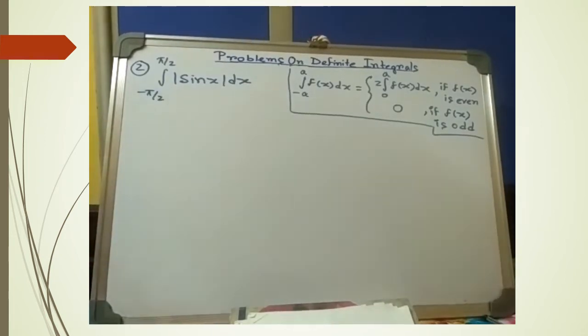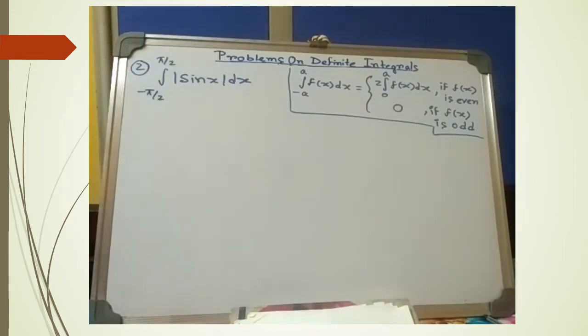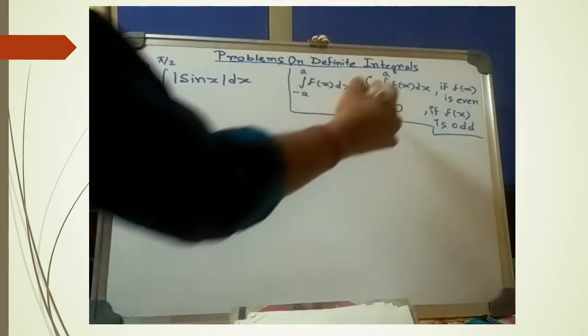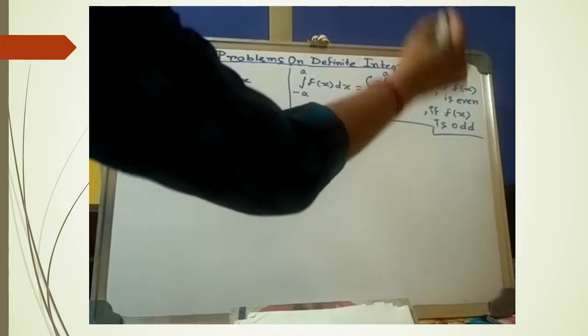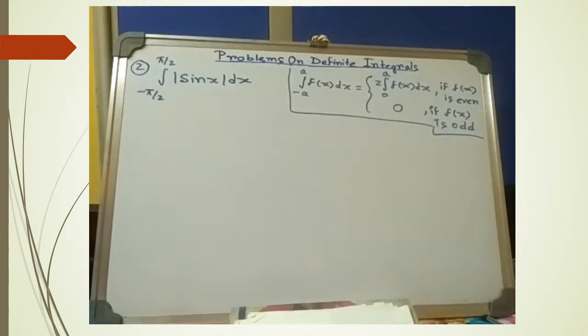Come to the next problem. Here we have to evaluate this integral, which is mod sin x, where the lower limit is minus pi by 2 and the upper limit is pi by 2. So here we have a property of definite integrals where the integral from minus a to a of f(x) dx equals 2 times the integral 0 to a of f(x) dx if f(x) is even, and 0 if f(x) is odd.